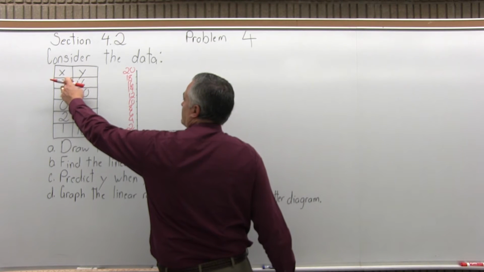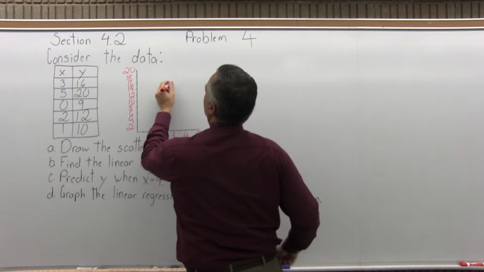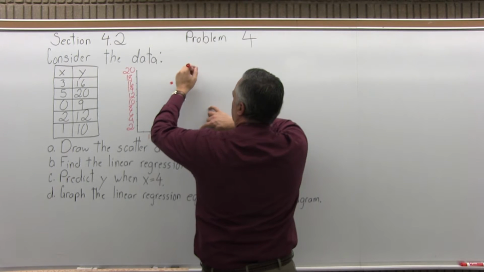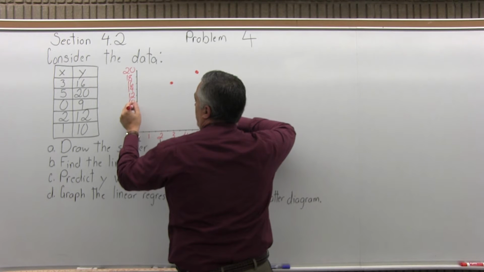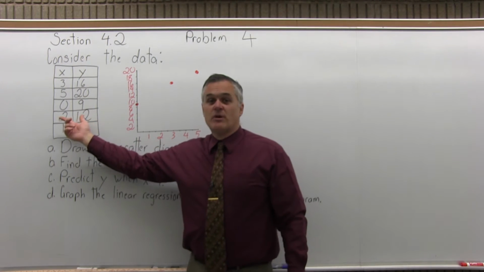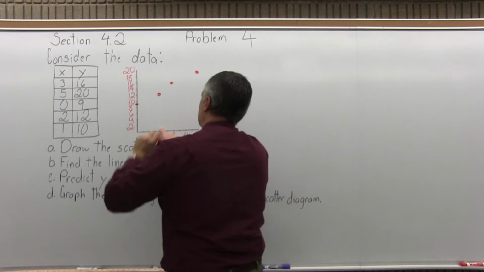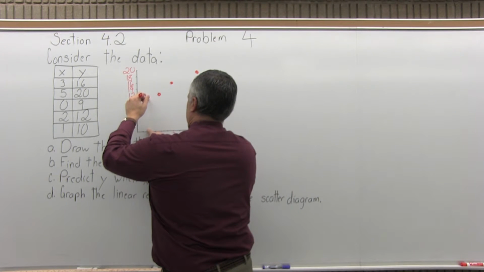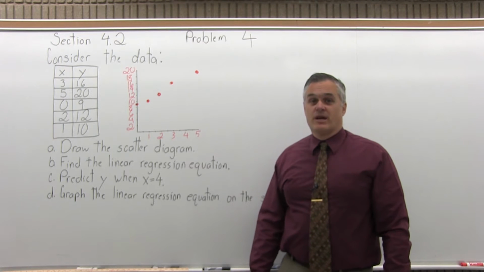So the first one, x is over 3, and y is up 16. So there's 3 on my x, and then up 16. There's the first point, 3, 16. Then I have 5, 20, over 5, up 20. The next one is over 0, up 9. I don't have 9 exactly on my number scale, but halfway between 8 and 10 you can figure is 9. And again, it's over 0, up 9. The next one is over 2, up 12. There's 2. And finally, the last one is over 1, up 10. So here's over 1, up 10. You can see they don't fall perfectly on a straight line, but it's pretty close to straight. So that's part A, the scatter diagram.